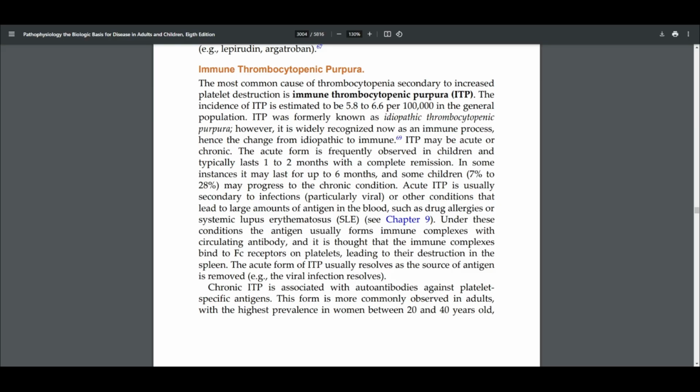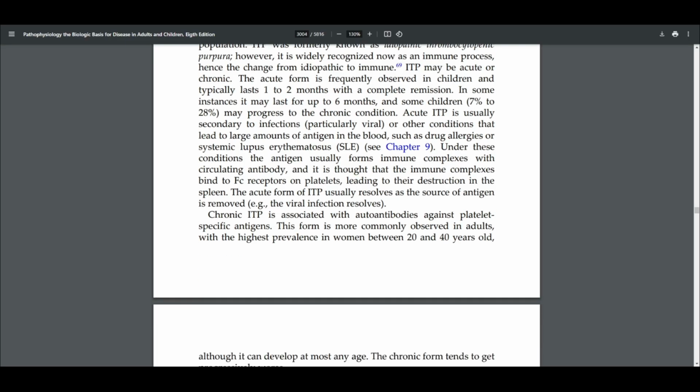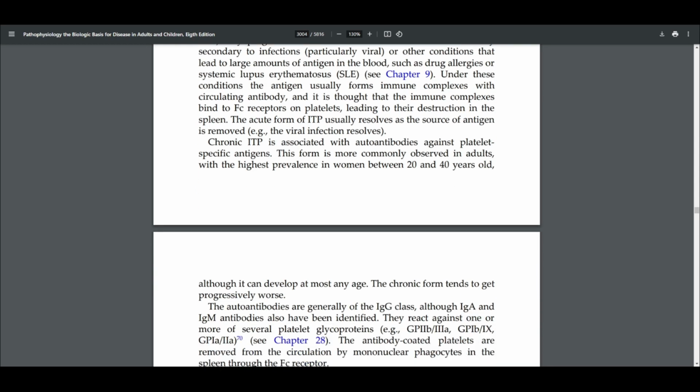Under these conditions, the antigen usually forms immune complexes with circulating antibodies, and it is thought that the immune complexes bind to Fc receptors on platelets, leading to their destruction in the spleen. The acute form of ITP usually resolves as the source of antigen is removed.